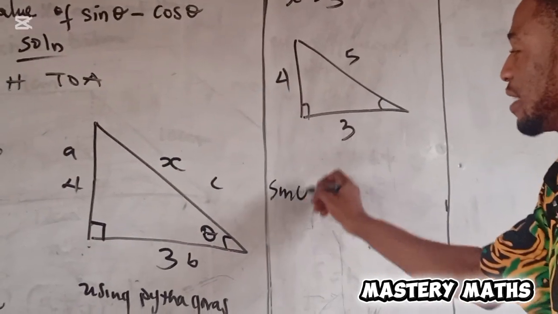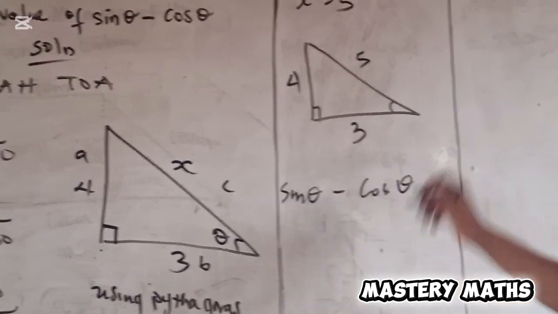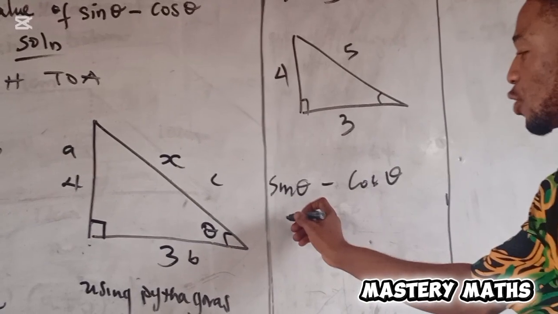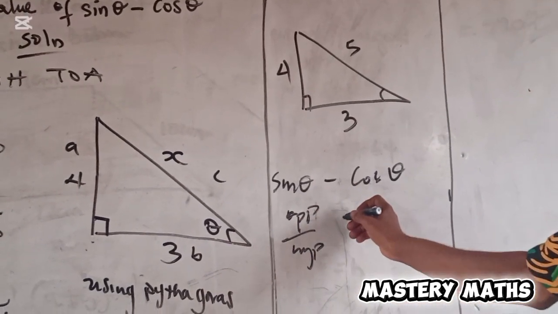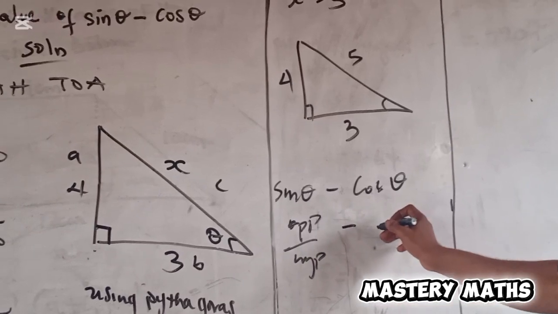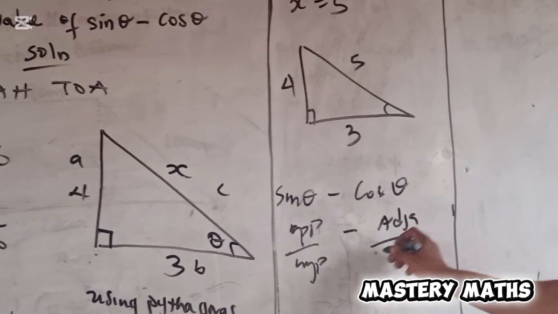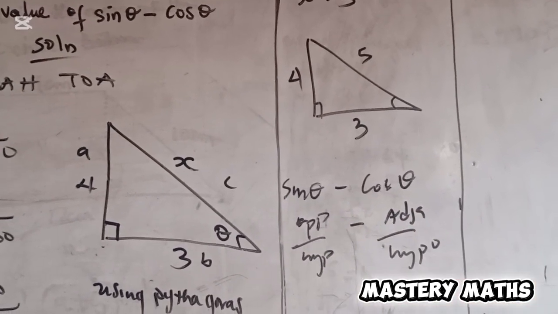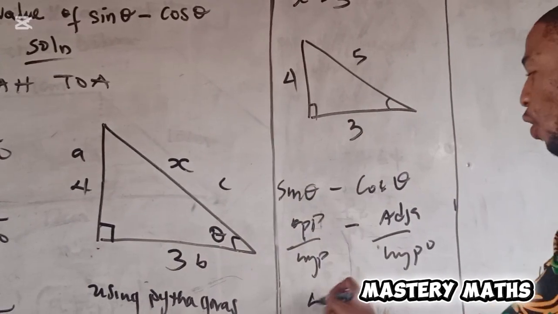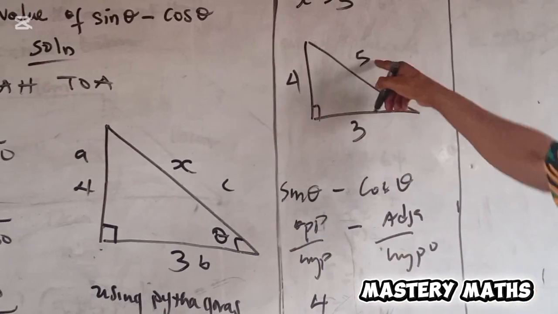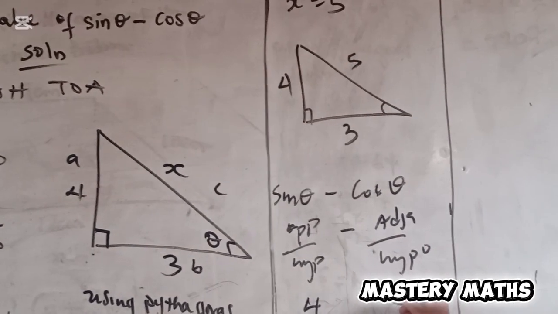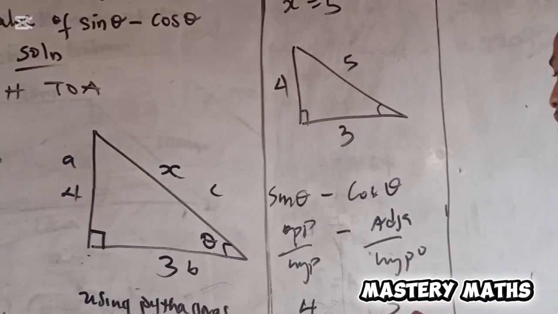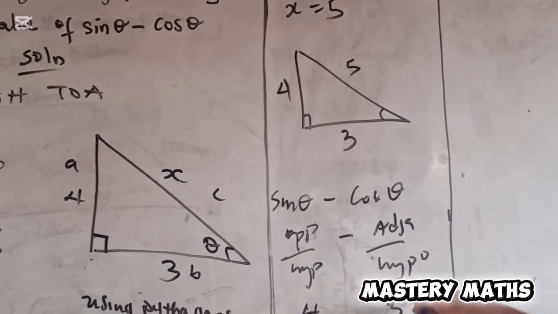So we say sine theta minus cos theta. Now what is sine theta? Sine theta is opposite over hypotenuse minus cos theta, which is adjacent over hypotenuse. Now what is opposite there? Our opposite is 4. 4 over the hypotenuse, which is 5, minus, what is our adjacent? Our adjacent is 3, over, what is hypotenuse? Our hypotenuse is 5, which gives us 4 minus 3.